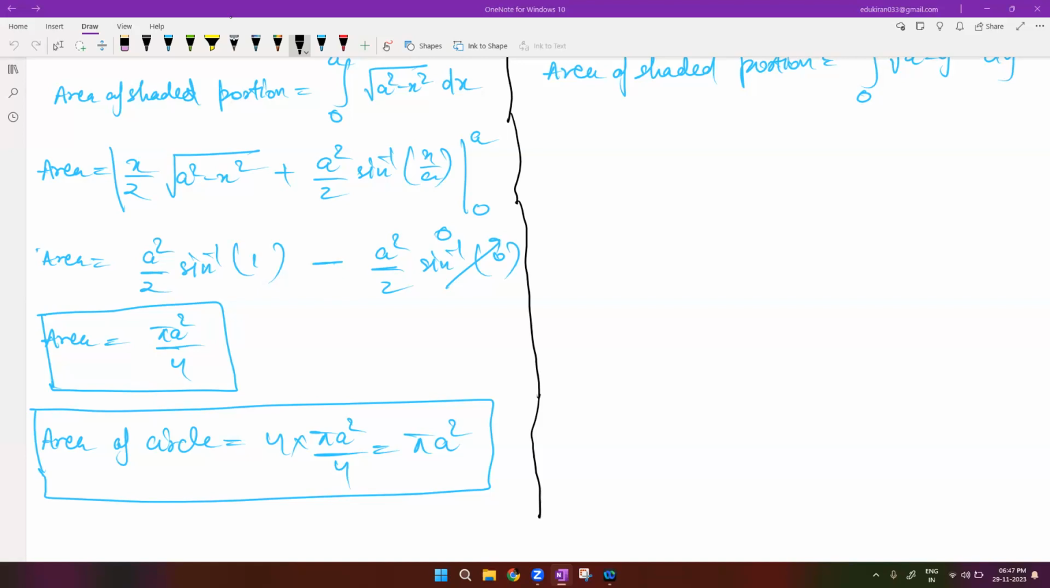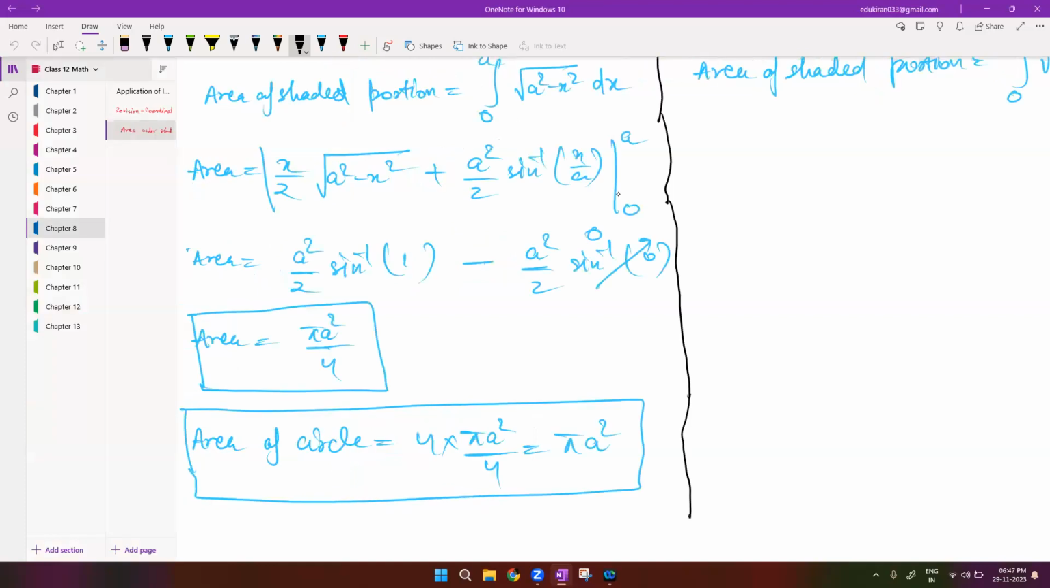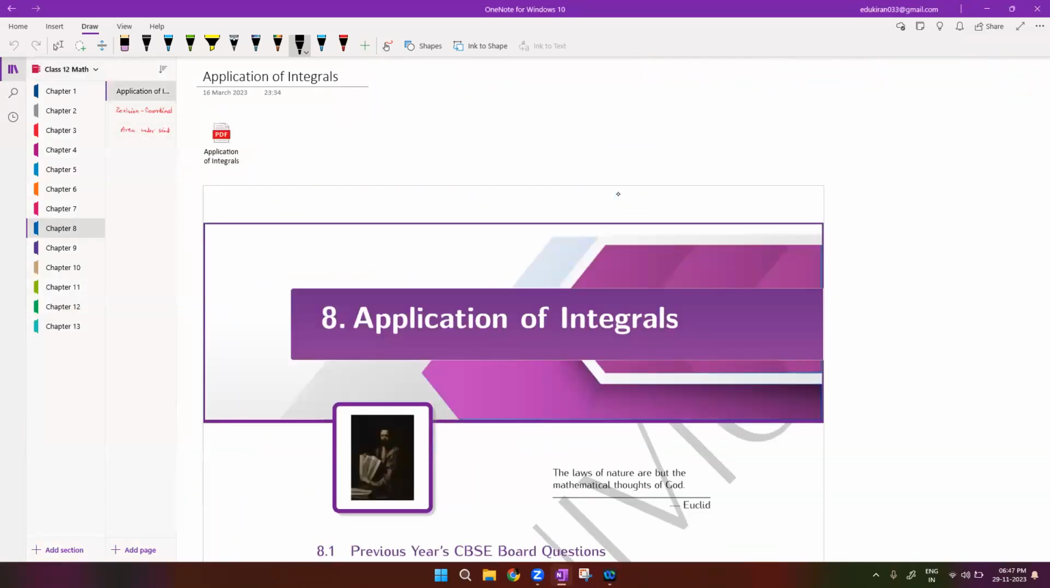Area under curves, and we have solved one question in the last class, and we have also defined the methodology for how to solve such questions. Let's start with some more examples now. Let's take an example from this.